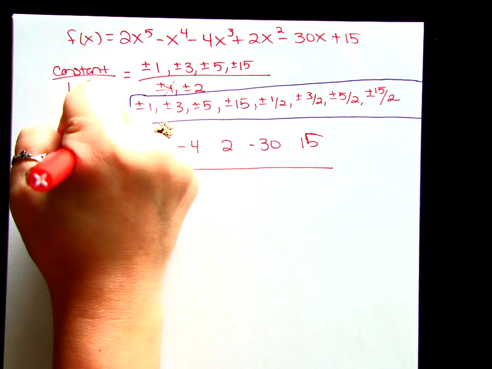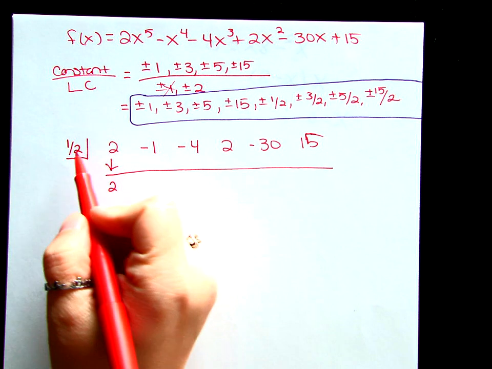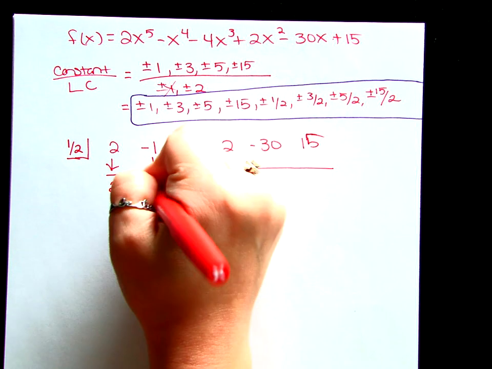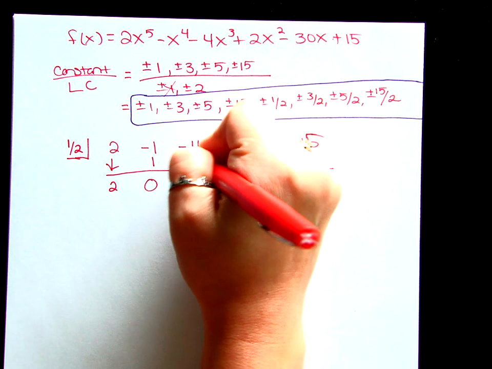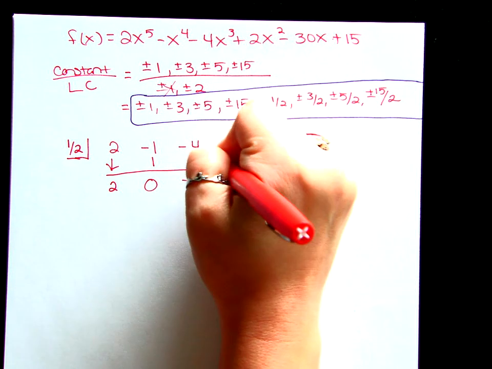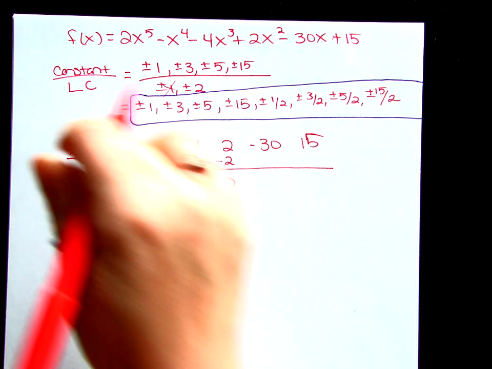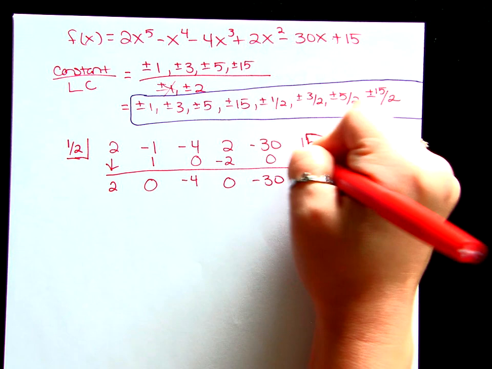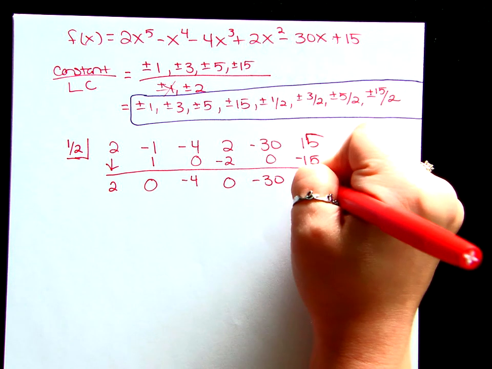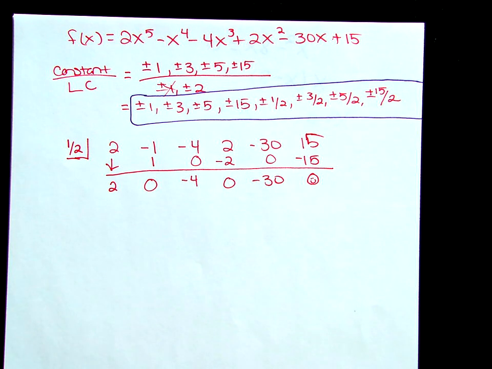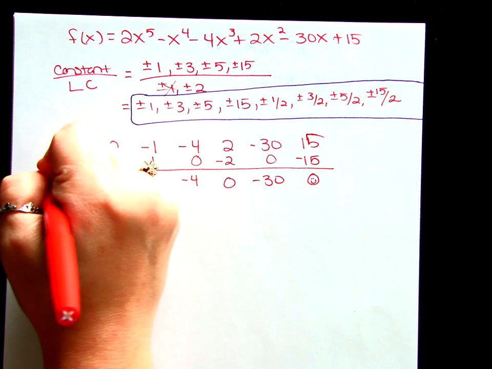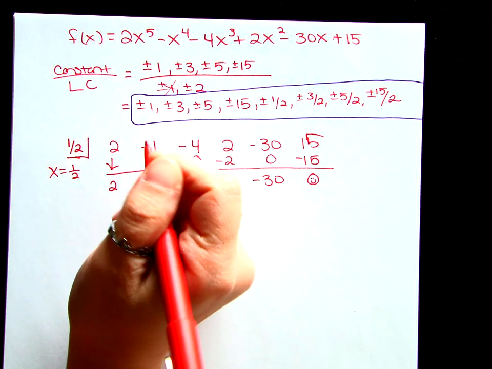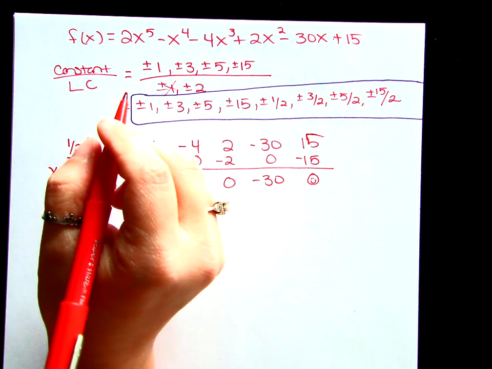One half times 2 is 1. 1/2 times 0 is 0. 1/2 times -4 is -2. 1/2 times 0 is 0. 1/2 times -30 is -15. We got a 0. That's a nice problem. So, that's okay. Fractions are our friend where they need to be.